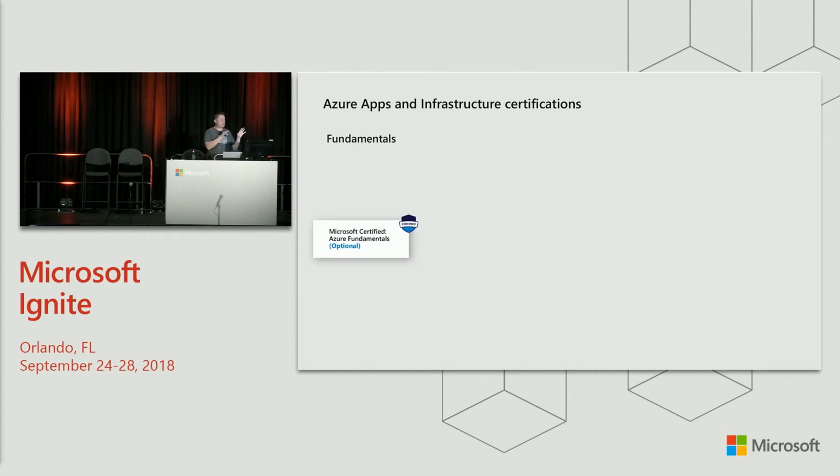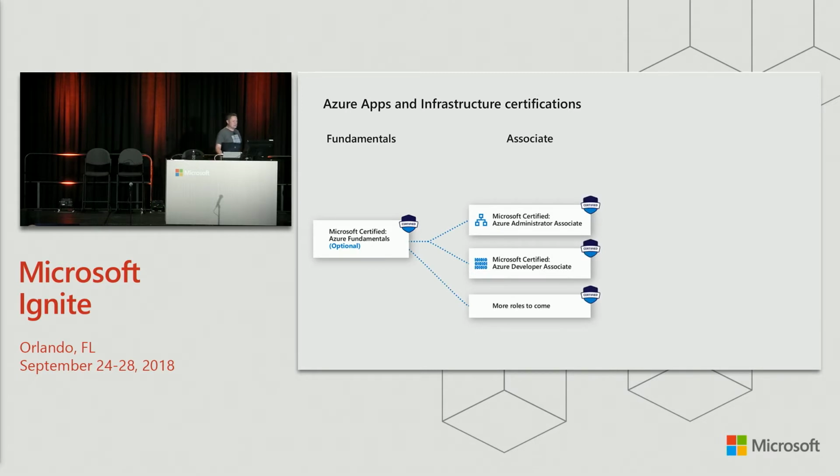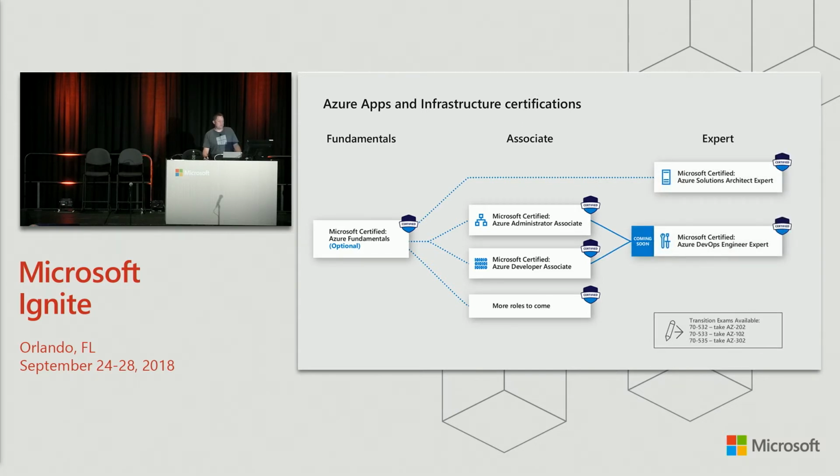Starting out from a certification perspective, we're looking at the fundamentals. We have the Microsoft Certified Azure Fundamentals. This is an optional path here. And then we have the associate level: the Microsoft Certified Azure Administrator Associate and the Microsoft Certified Azure Developer Associate. And of course, we're going to have more roles coming out soon as well, so a lot more job roles and focuses for training and certification. The next level would be the expert level with the Microsoft Certified Azure Solutions Architect Expert. And again, coming soon, the Microsoft Certified Azure DevOps Engineer Expert.